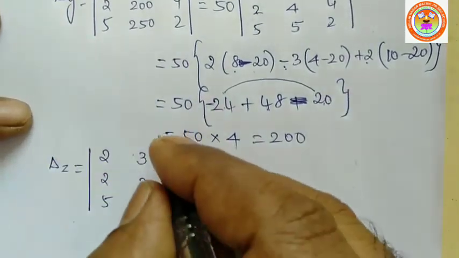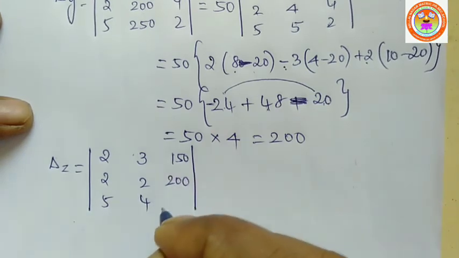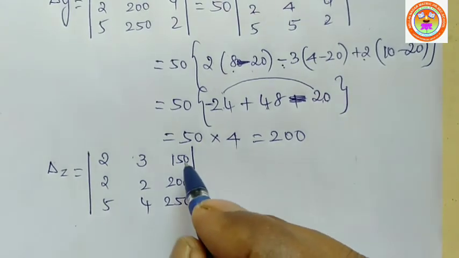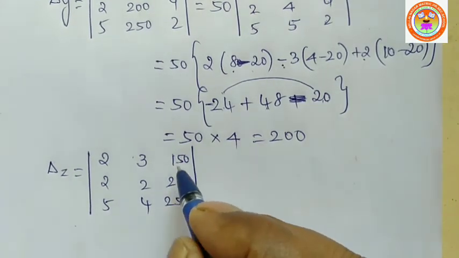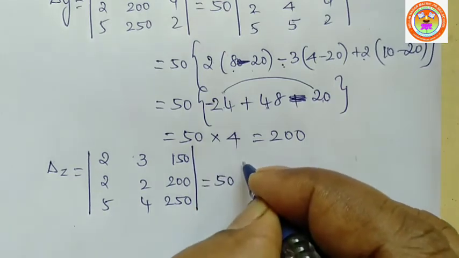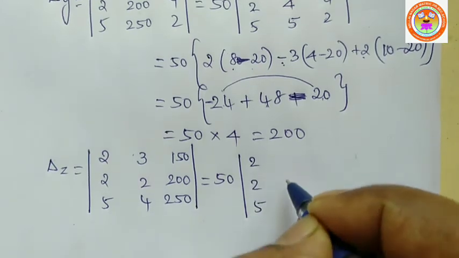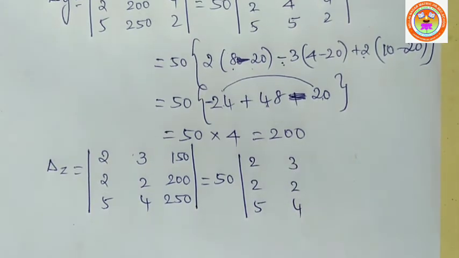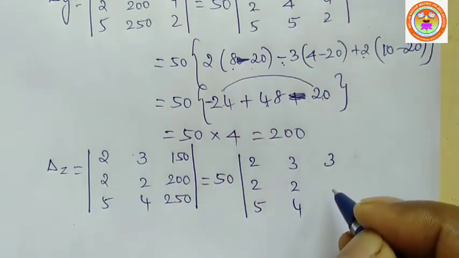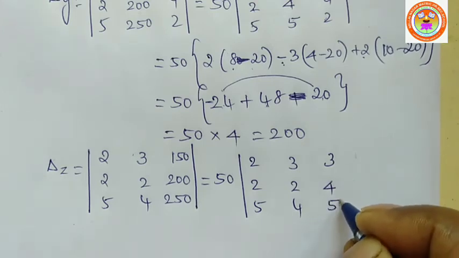That is 150, 200, 250. Now see, the third column elements are all multiples of 50, so we can take 50 outside. If you are taking 50, what is remaining? 2, 5, 3, 4. Here we are taking 50 outside. 3 times 50 is 150. 4 times 50 is 200. 5 times 50 is 250.